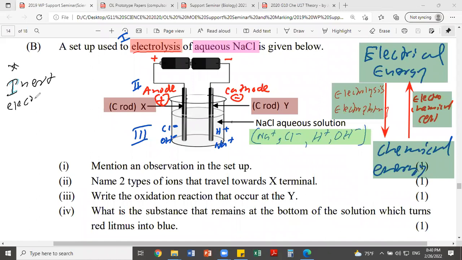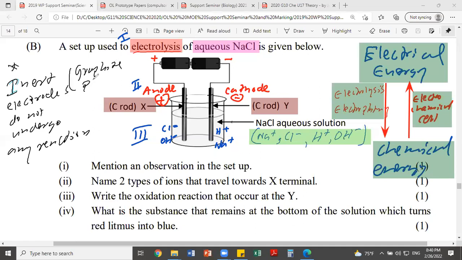Inert electrodes. This is applicable to electrolysis. Inert electrodes do not undergo any reaction. For example, what are the inert electrodes? Graphite, carbon and platinum. C and Pt. I'll write C and Pt.